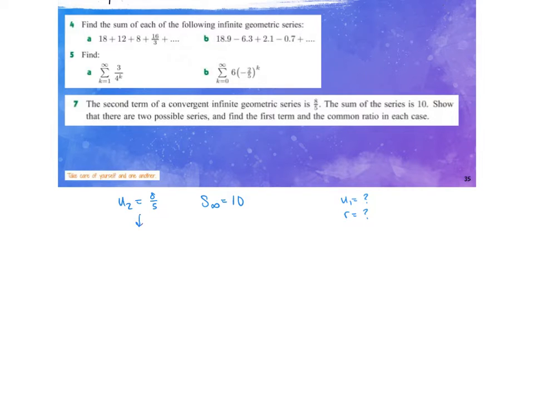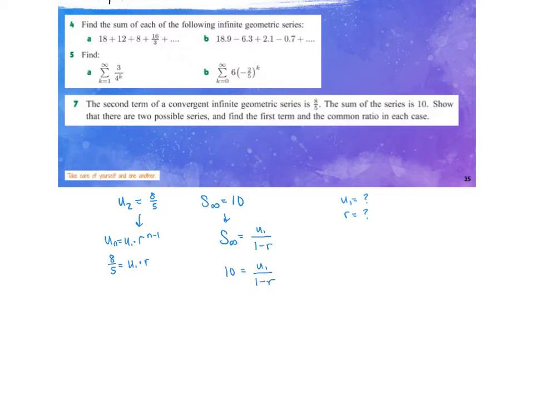So I'm going to set up an equation for the second term, which we'll have to use the general term formula, which is un equals u1 times r to the power of n minus 1. So we have 8/5 equals the first term times r to the power of 2 minus 1, which would just be r to the power of 1, or just r. Then the sum to infinity, we're going to use that formula, which is u1 over 1 minus r. So we have 10 equals u1 over 1 minus r.